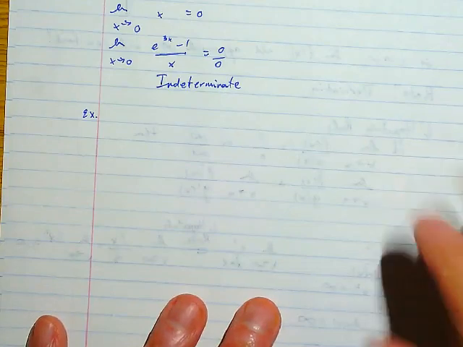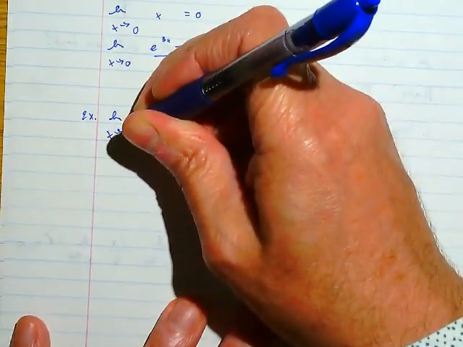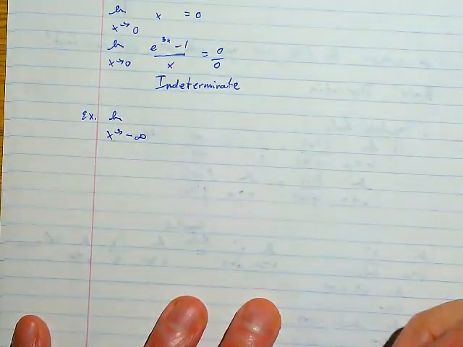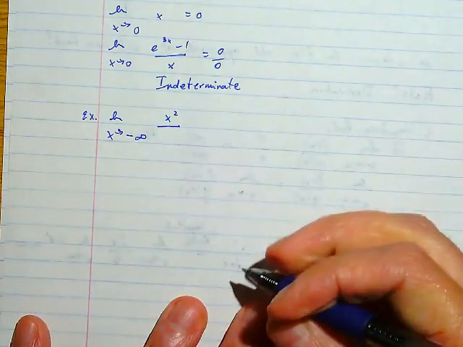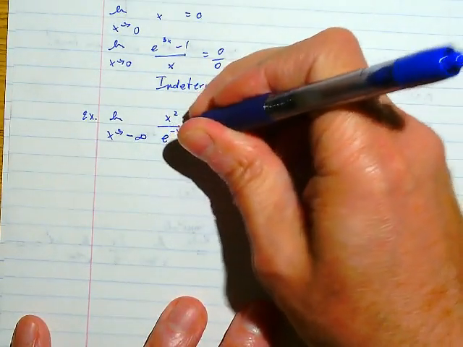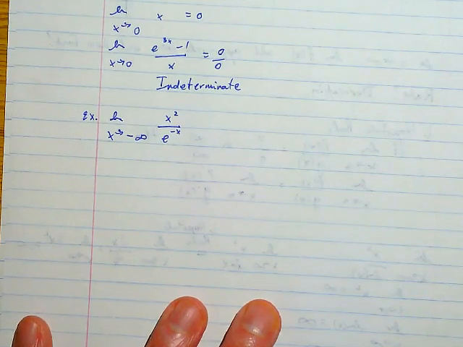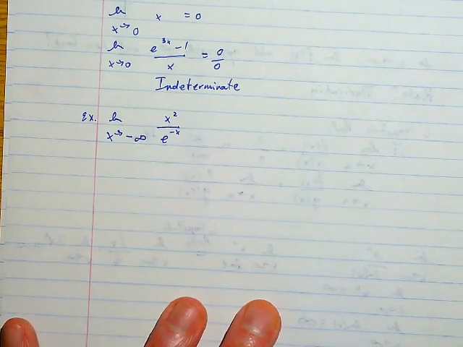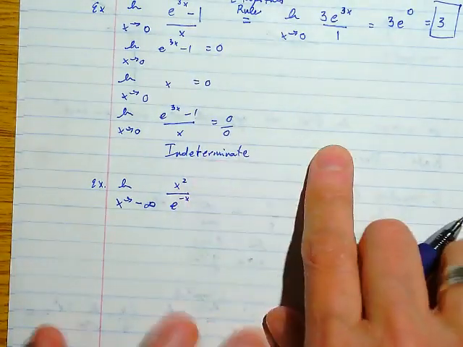The limit as x approaches negative infinity of x squared over e to the negative x. Well, with this one, let's see. I'm not going to do the formal show. I'm just going to do the quick check here.